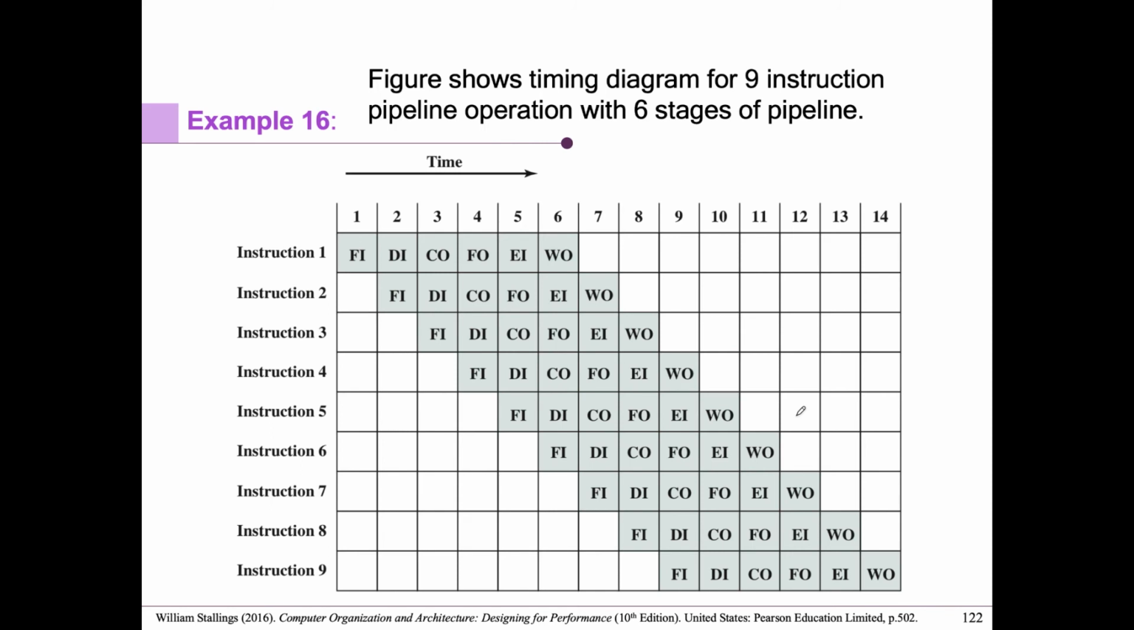Now there is another example with the following instructions. It gives you 9 instructions and a pipeline operation with 6 stages. 1, 2, 3, 4, 5, 6. 6 stages altogether.